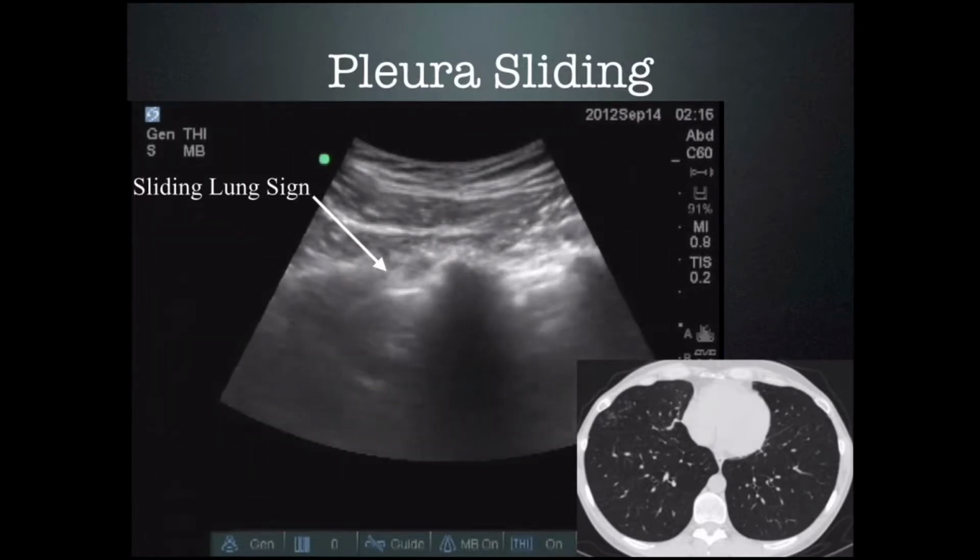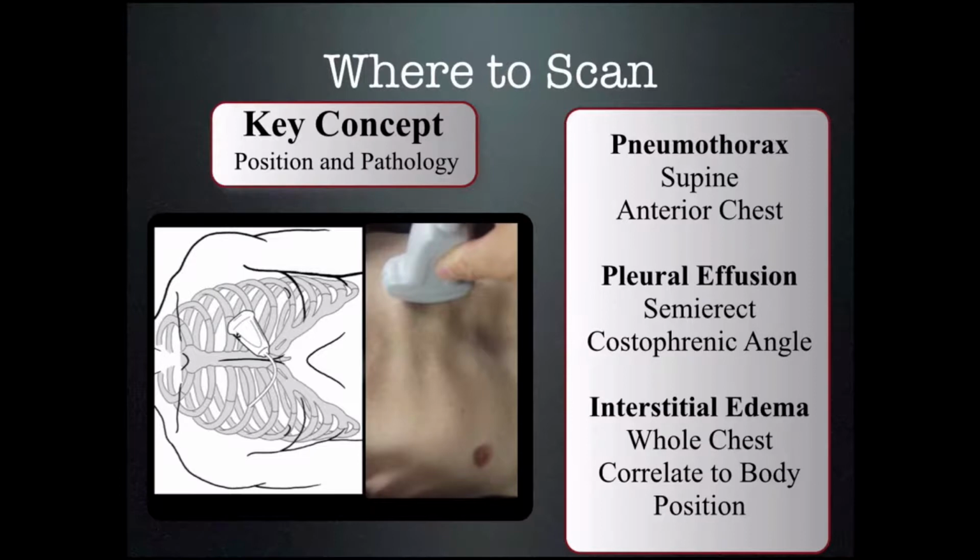pleural surface. Now, where we scan to look for various pathologies is an important concept. And it makes a big difference when we're trying to be accurate with our thoracic ultrasound. If we're looking for a pneumothorax, we must have the patient supine.